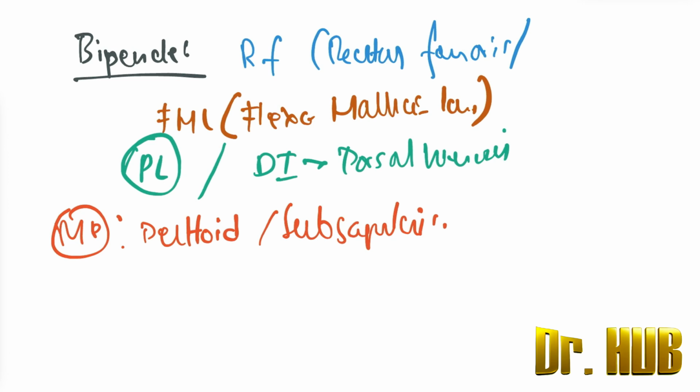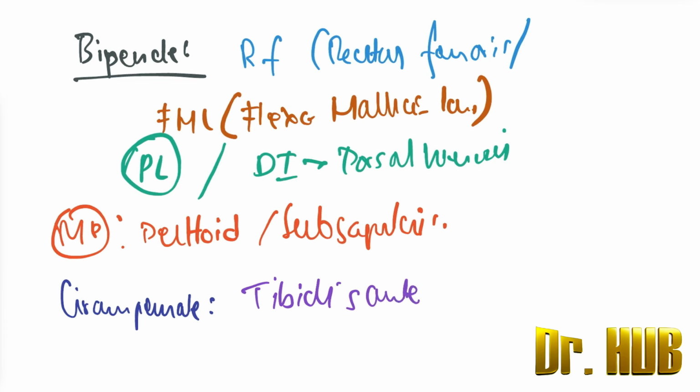So the triangular was temporalis and adductor longus, and here in multipinnate it is deltoid and subscapularis. Next we look at the circumpinnate. Under circumpinnate, it is the tibialis anterior.